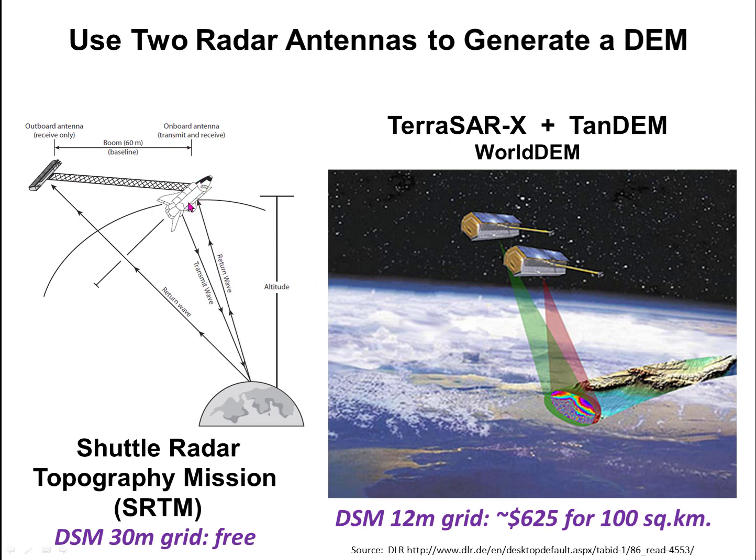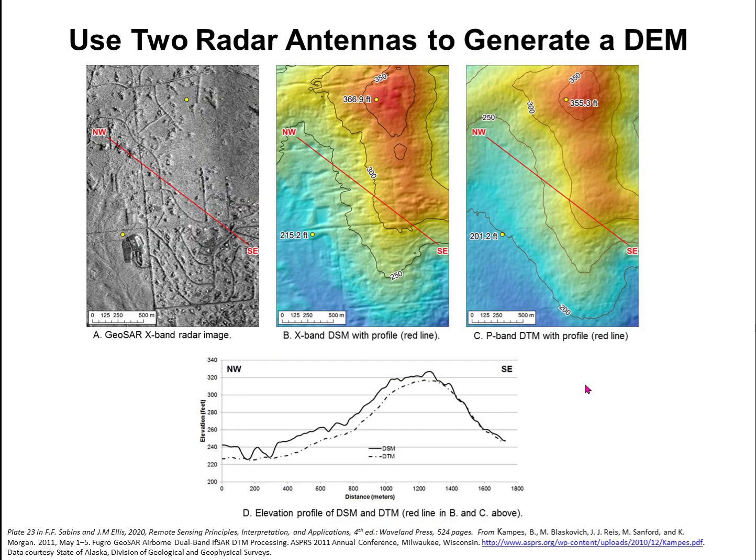You can use 2 radar antennas to generate a digital elevation model. So here we have the space shuttle with baseline that goes out to another antenna. So there's an antenna here, an antenna there. You transmit the wave out of here and it bounces back. One antenna gets the return wave here. Another one, a time delay, gets it over here, and that's how you can build the digital elevation model. Or you can fly satellites in tandem and build a DEM. So here's an example of that GeoSAR aircraft with its 2 radar antennas.